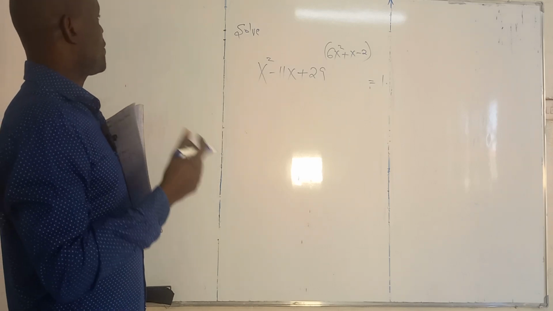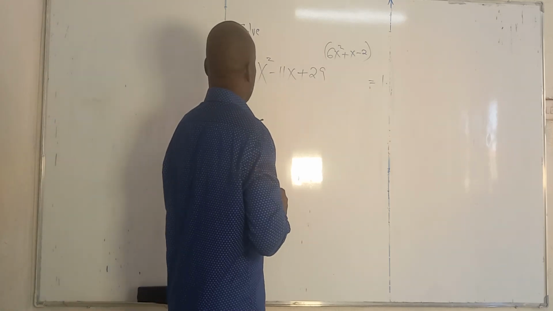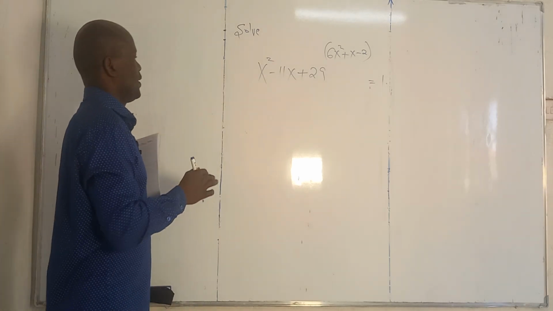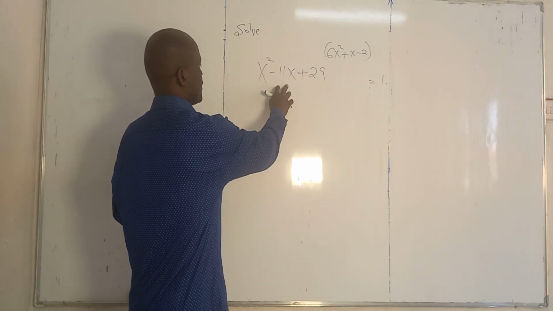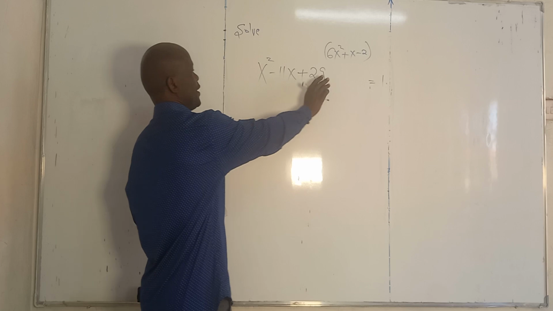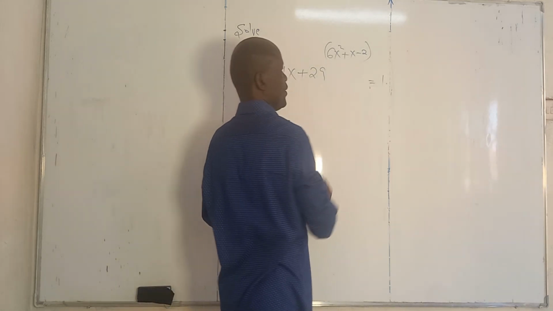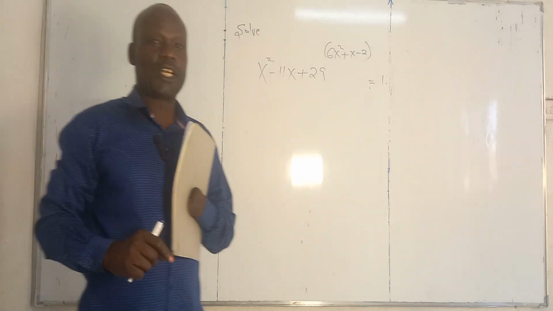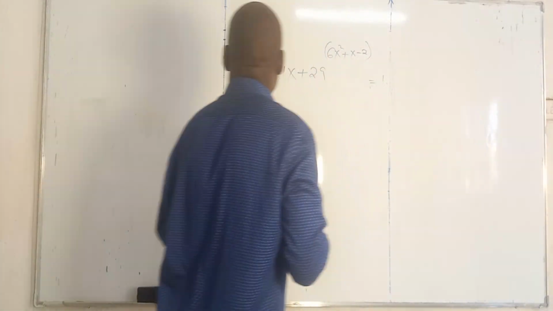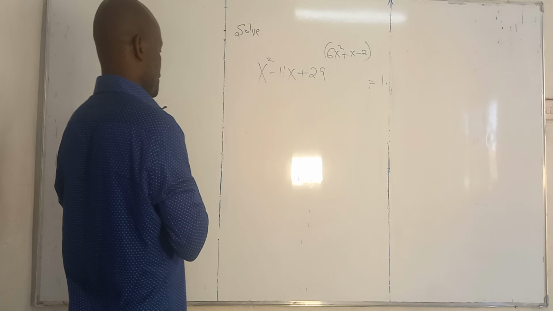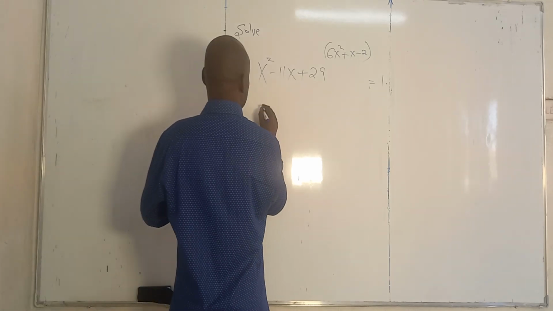So we are expected to solve, and what we are told is that x squared minus 11x plus 29, if raised to this power, gives us 1. And so we are required to solve for x. So this is how we proceed. Solution.